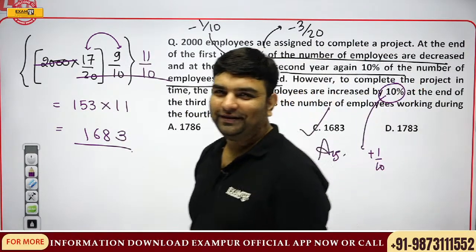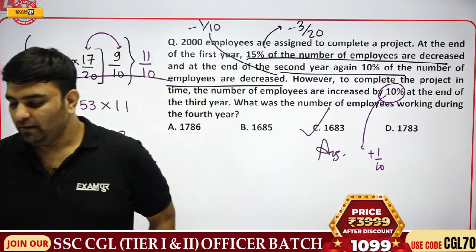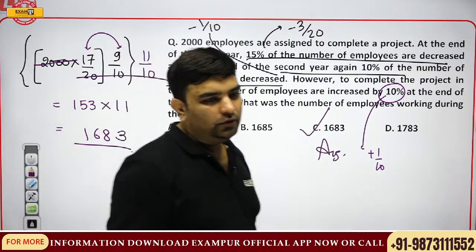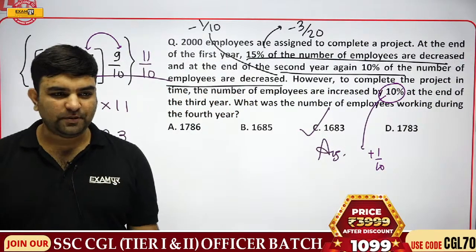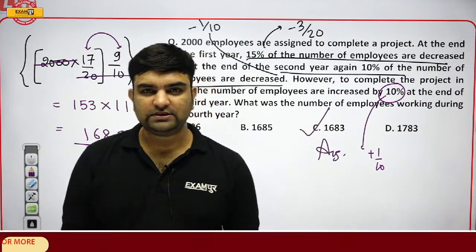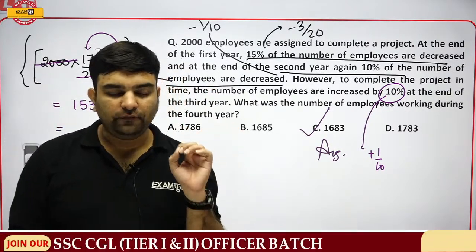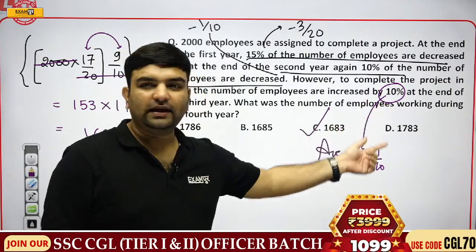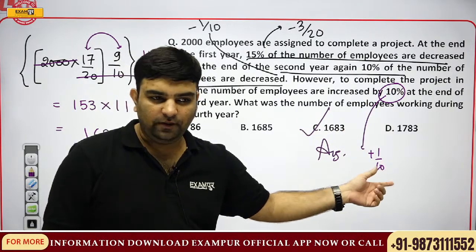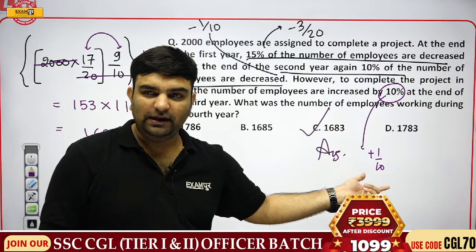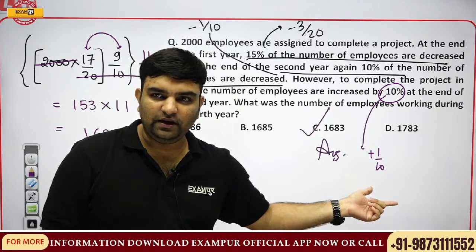What is the another way? If you have done the classes before, you might have known the another way as well. If you read the question very carefully, you will see, sir, at the end, there is an increment of 1 over 10. So finally, it will become 11 by 10. Finally, there is a multiplication of 11 in the numerator.